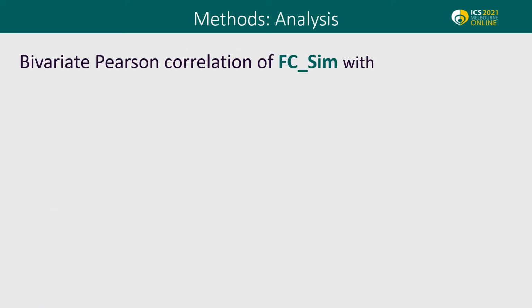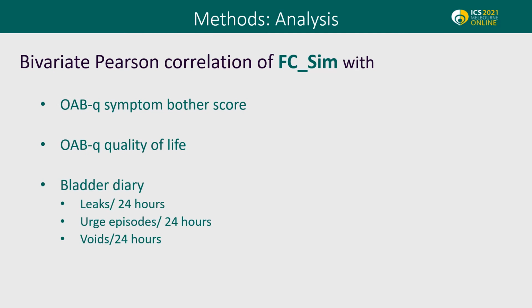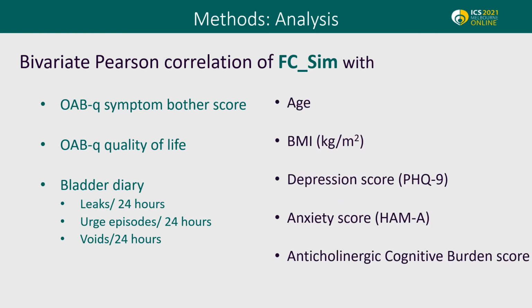The primary outcome was analyzed using a bivariate Pearson correlation of the FC-SIM variable with measures of bladder function. The transformed scores were calculated for the two subsets of the OABQ short form questionnaire, and bladder diary values were correlated with FC-SIM. Additionally, other patient characteristics like age and BMI were assessed for correlation with FC-SIM.